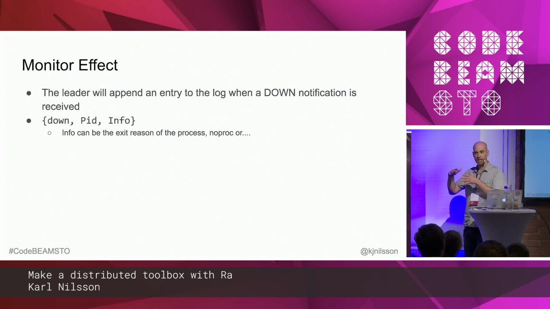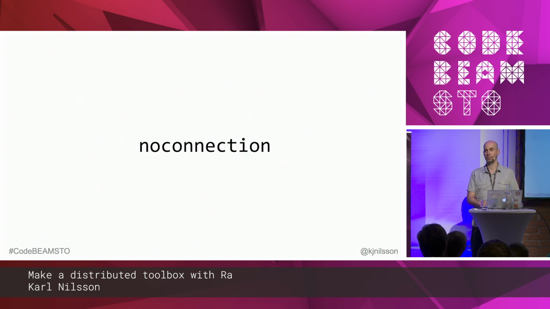And when the leader gets a down notification for this monitor, it will commit a command to the log. And the command looks like this. It's down, PID, and then it takes the info tuple from the down notification and puts that in there. And if you've ever used a monitor, which I'm sure you have, info is often the exit reason of the process, or it could be noproc if there was no process running for that PID at the time the monitor was requested. Or it could be noconnection.